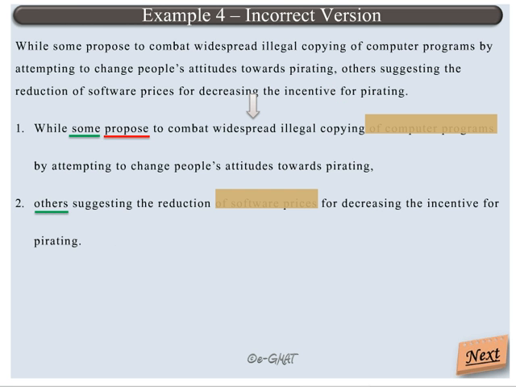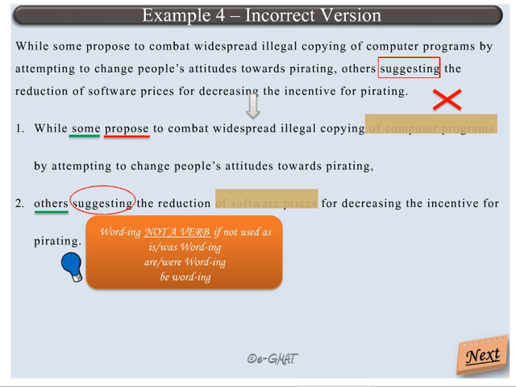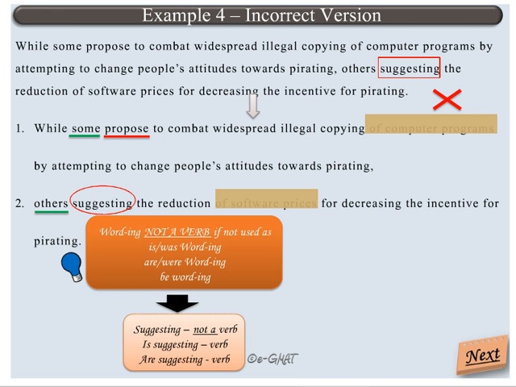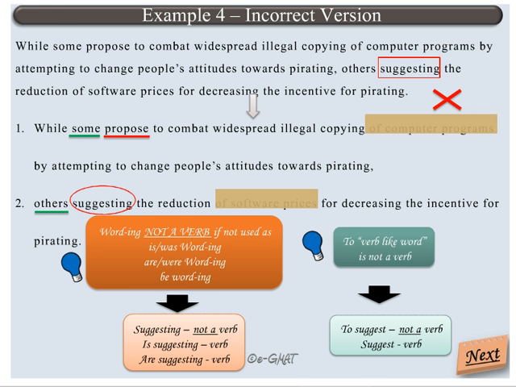Now look at this incorrect version of example 4. This is incorrect since clause 2 does not have a verb. And that's because an ing word is a verb only if it is used with is, was, are, were, or be. And in this case, suggesting is used without any of these, and thus it is not a verb. On similar lines, if a verb is preceded by to, it no longer functions as a verb. For example, to suggest cannot be used as a verb.